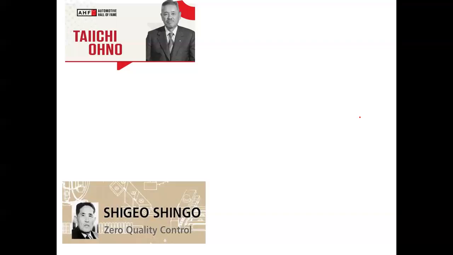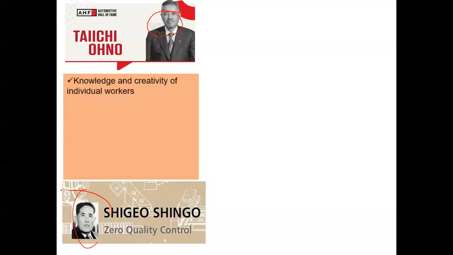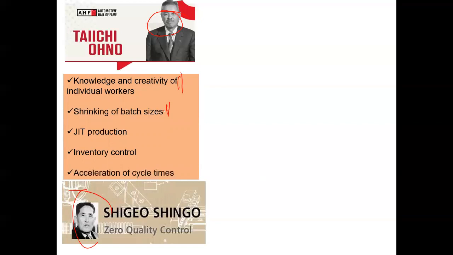What these two gentlemen emphasized was that the knowledge and creativity of the individual worker was critical. And then instead of building large batches and then realizing that if something goes wrong in a batch, the whole batch is gone, they emphasized shrinking the batch size. So: knowledge and creativity of the workers, shrinking the batch sizes, just-in-time production, control of the inventory, and the acceleration of the cycle times. The cycle times were reduced. So this is the lean methodology as presented in lean manufacturing.